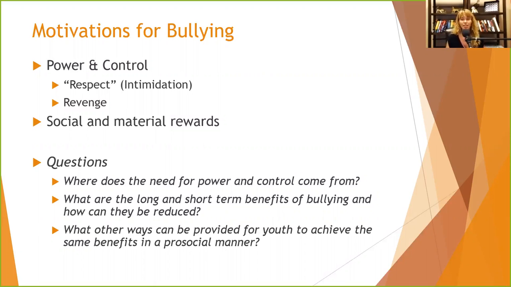If it's part of being a status thing, then removing that status. If it's part of being on the cheerleading squad and being captain of the cheerleading squad, then if that person gets caught bullying, they need to be suspended from the cheerleading squad, as do all of the people who stood around and supported the behavior and cheered it on. What other ways can be provided for youth to achieve the same benefits in a pro-social manner? So if you want to gain social status, how can you do it without putting other people down?